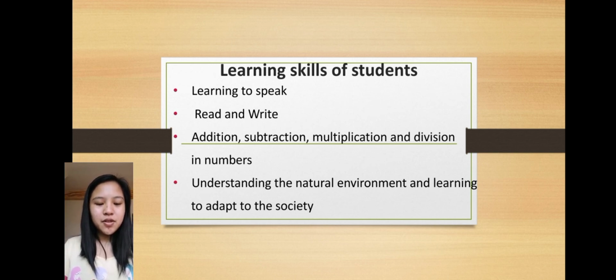Learning skills of students. Number 1, learning to speak. Number 2, read and write. Number 3, addition, subtraction, multiplication, and division of numbers. Number 4, understanding the natural environment and learning to adapt to society.